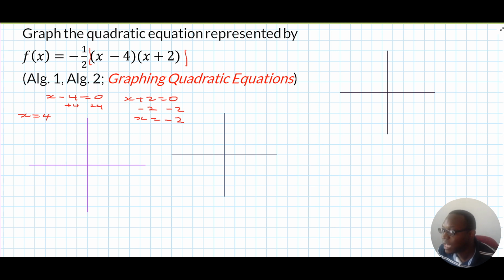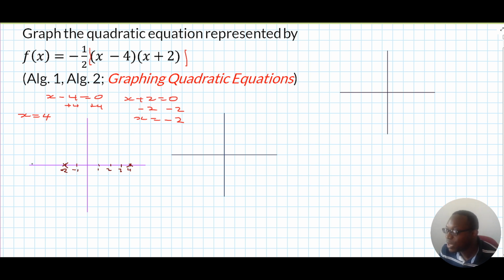So what we're going to now do is put these points on the graph. So we have x equal to 4. Let's make this 1, 2, 3, 4. And then we have negative 1, negative 2. So we have 2 points. We have x equal to 4, which is this point right here. We have x equal to negative 2, this point right here.